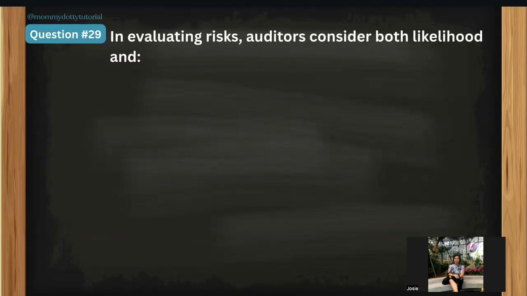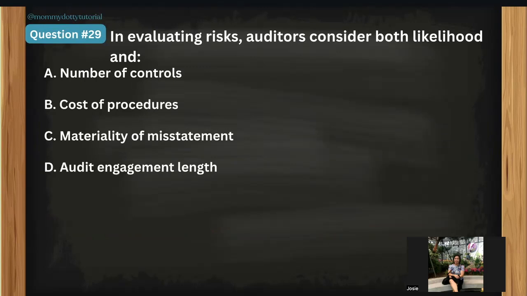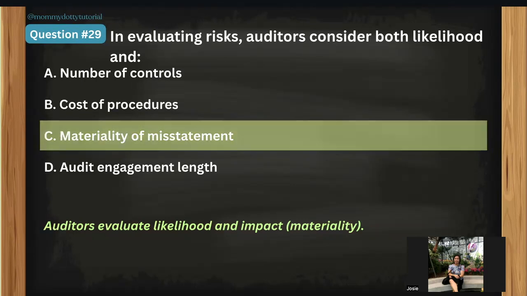Question 29. In evaluating risks, auditors consider both likelihood and A, number of controls, B, cost of procedures, C, materiality of misstatement, and letter D, audit engagement length. You may pause this video to think. The correct answer is letter C, materiality of misstatement. Auditors evaluate likelihood and impact.